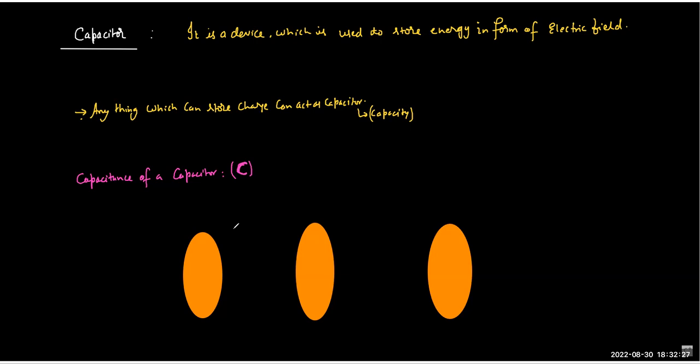Technically means theoretically. Then how are you going to compare infinities? The answer is we never compare infinity. We compare something finite. So what we do is we impart charge to every conductor.